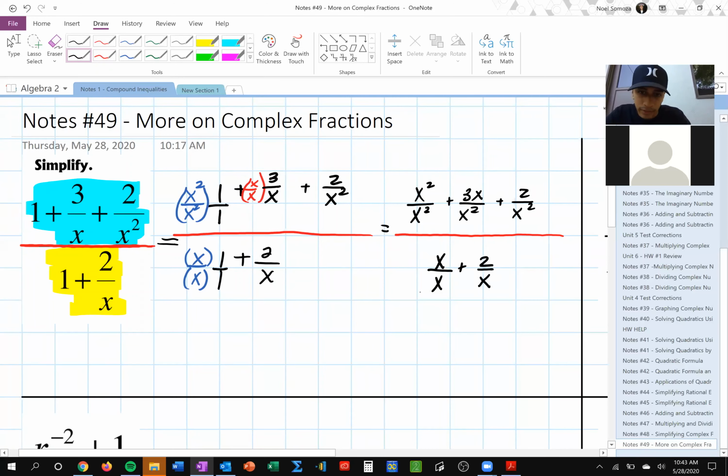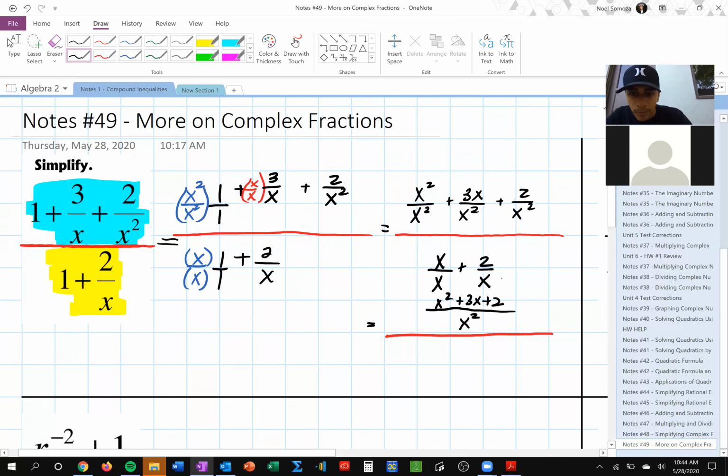All right, now let's go ahead and clean this up a bit. In the numerator, let me put my big fraction bar. In my numerator, I can add up x squared plus 3x plus 2 because they all have that common denominator of x squared. So I'm going to give it a denominator of x squared, and then condense the numerator as one single expression: x squared plus 3x plus 2.